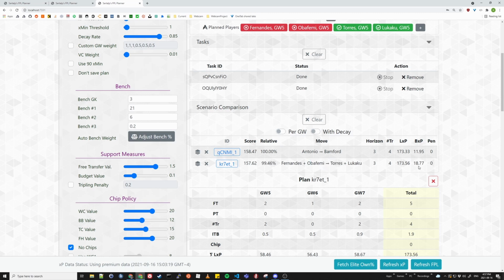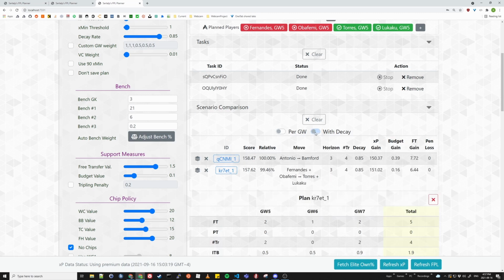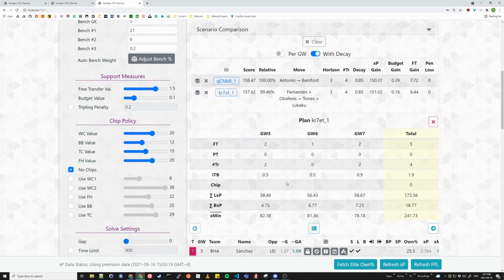And then the bench is also better. So you might be wondering why the score is higher on this one. I think it's because of the free transfer, because in this case I'm rolling, so I'm having that score from having an extra free transfer. And in terms of budget, obviously this move leaves me with more budget, because buying Lukaku will just destroy my in the bank amount.